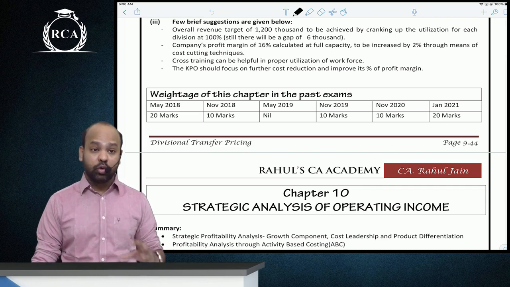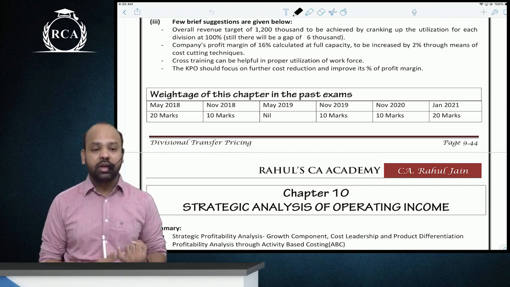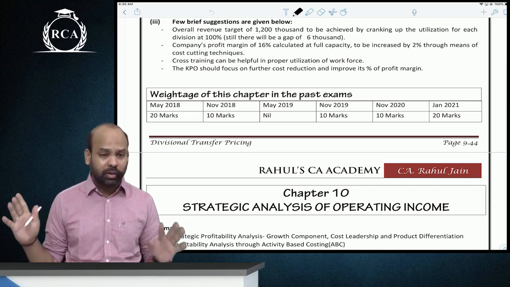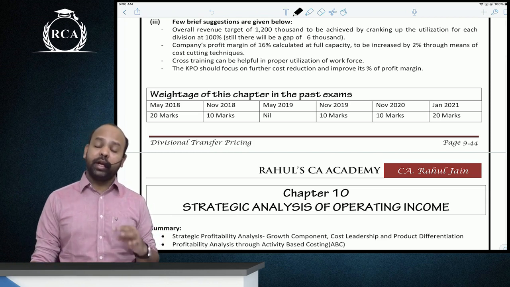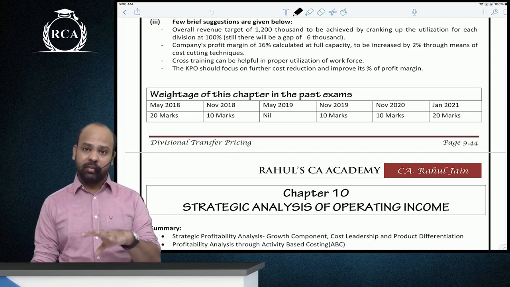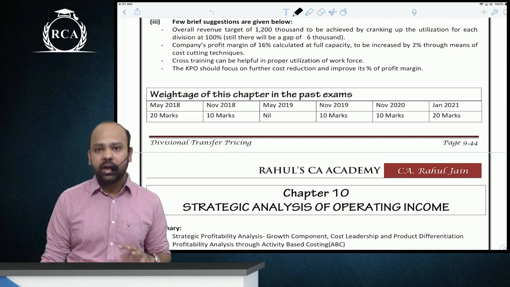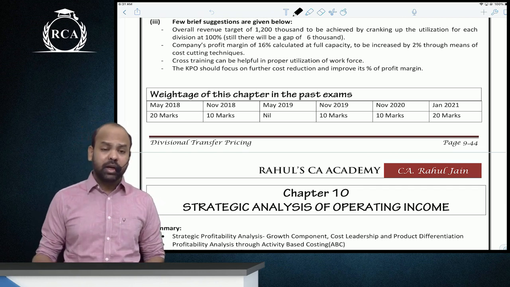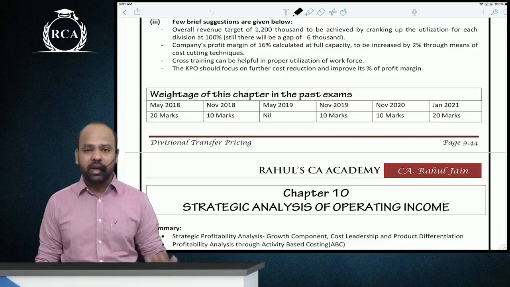But you will have to do this thoroughly before the examination. Divisional transfer pricing and standard costing, both of them, guys, together might fetch around 20 to 30 marks. I would say 30 marks easily. Normally, bare minimum 20 marks, but normally it is 30 marks.